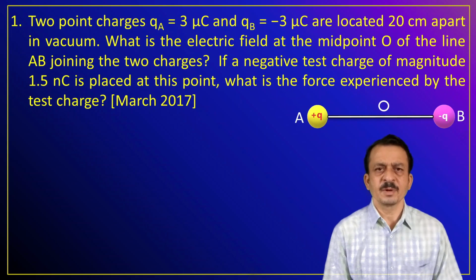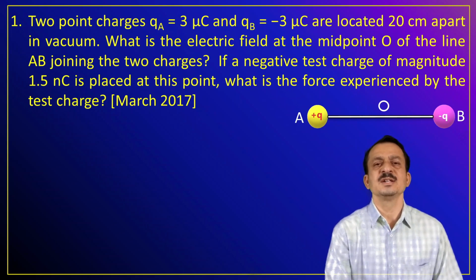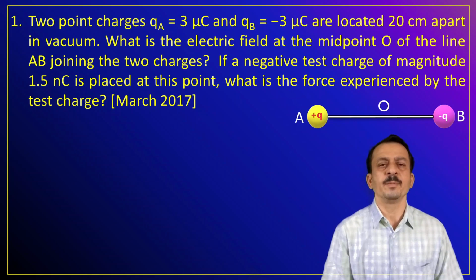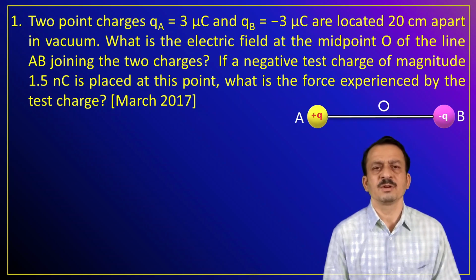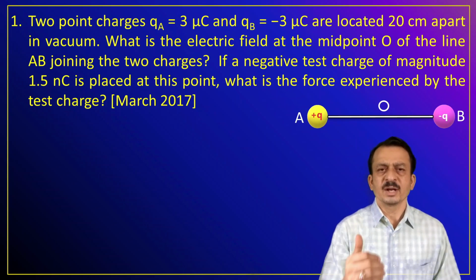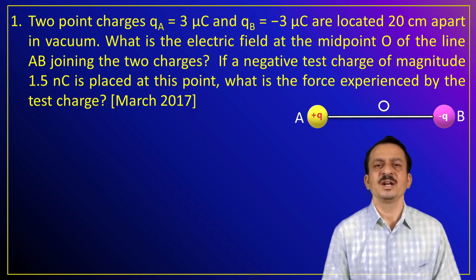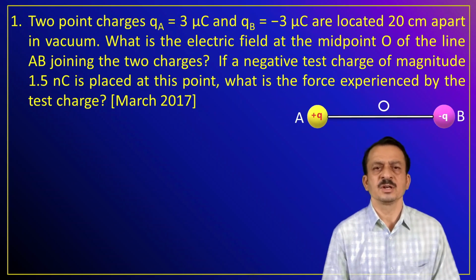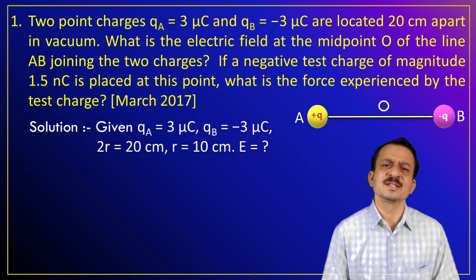Now we will consider that midpoint O. At that point, we are going to calculate the electric field due to the individual charges. Here it is a system of two equal and opposite charges, that is nothing but a dipole. But here we are obtaining the resultant electric field by calculating the electric field due to individual charges and applying the superposition principle.